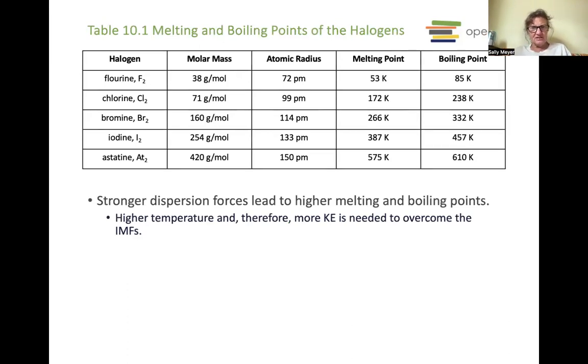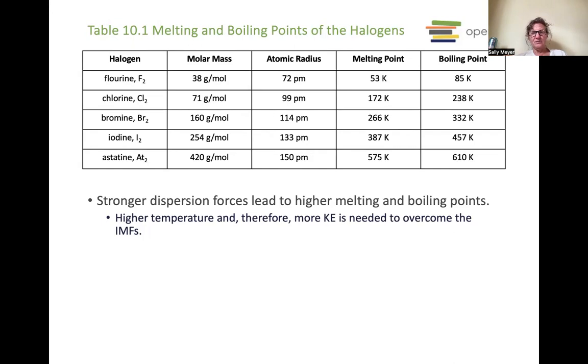So this is just a table of the boiling points and melting points of the halogens. We have fluorine, chlorine, bromine, iodine. So this is going down a group, and notice that the boiling points just increase. Fluorine, chlorine, all of the halogens as diatomic molecules are completely nonpolar, but they do have these London dispersion forces. And the bigger the molecule, the easier it is to distort that cloud.